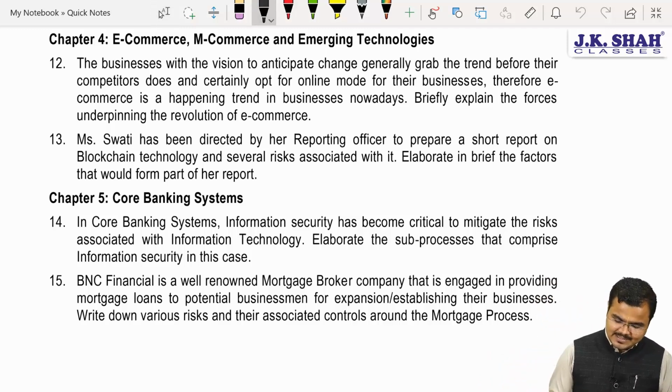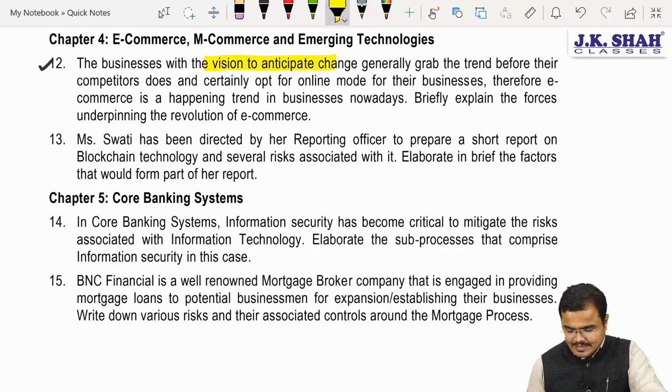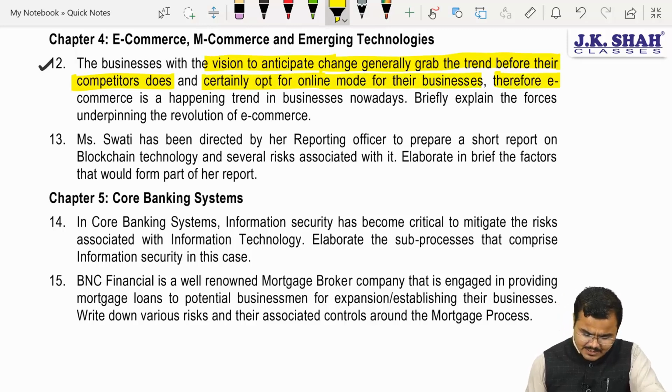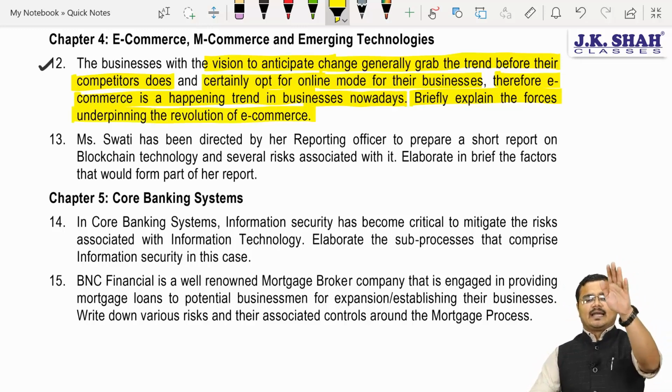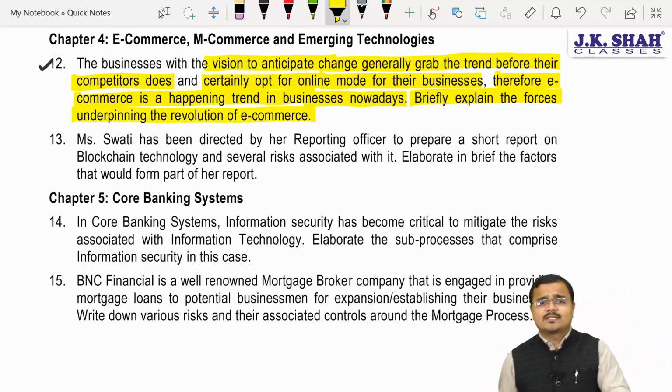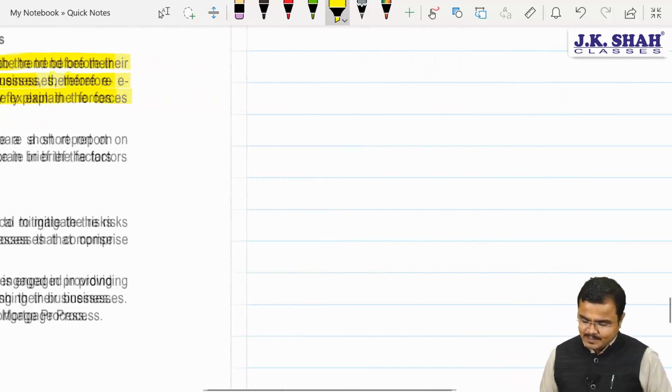Question number 12, let's see what exactly they are asking us. Business organizations with a vision to anticipate change generally grab the trend before their competitors do, and certainly they opt for online mode for their businesses. Therefore, e-commerce is a happening trend in businesses nowadays. Briefly explain the forces underpinning the revolution of e-commerce. Now, very important, what are they asking about? Sir, they are asking about the recent trends in e-commerce operations. Am I very clear to you, chartered? Yes, sir. So let's try to understand one by one.